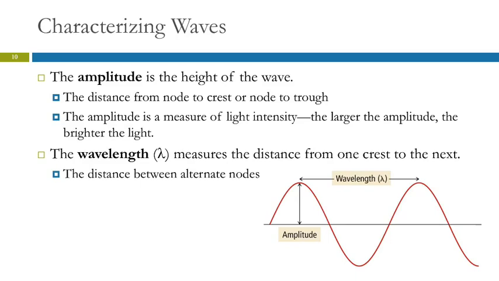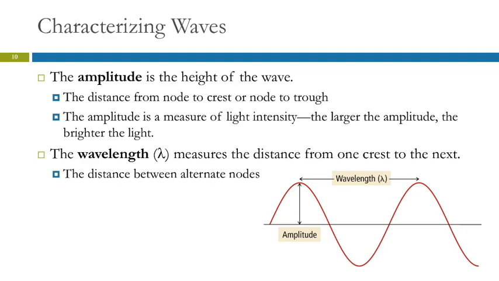There are several things that we use to characterize waves. This is a sine wave, and we can characterize it in different ways. We can look at the amplitude, how high it is. This is the distance from a node, which is where it crosses zero, to the highest point of a crest or a trough. That distance is the amplitude. Amplitude in light measures the intensity of the light, how bright it is. Larger amplitude, brighter light.